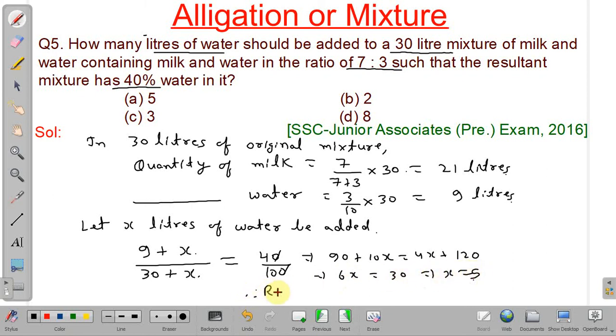Therefore, the required quantity of water equals 5 liters. Our answer will be option number A. Okay, friends. So, in this lecture, we have discussed some important problems on the topic alligation or mixture. Okay, thank you.